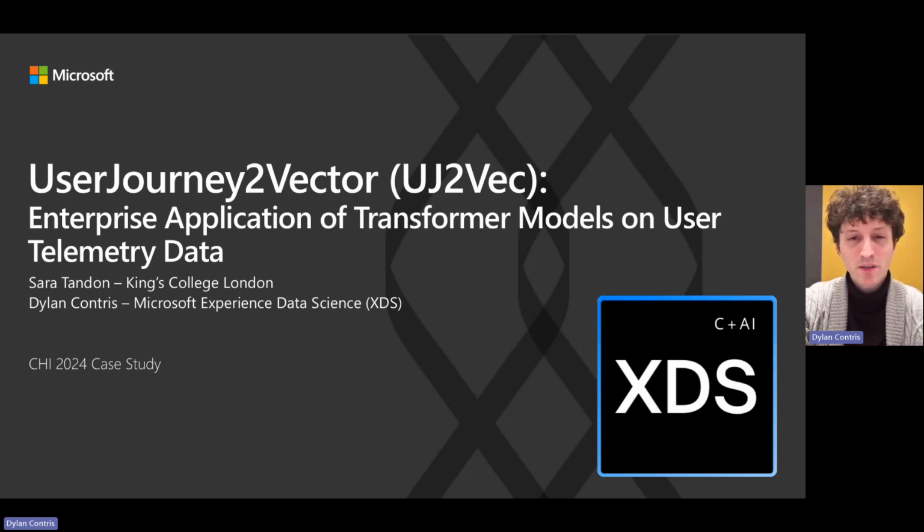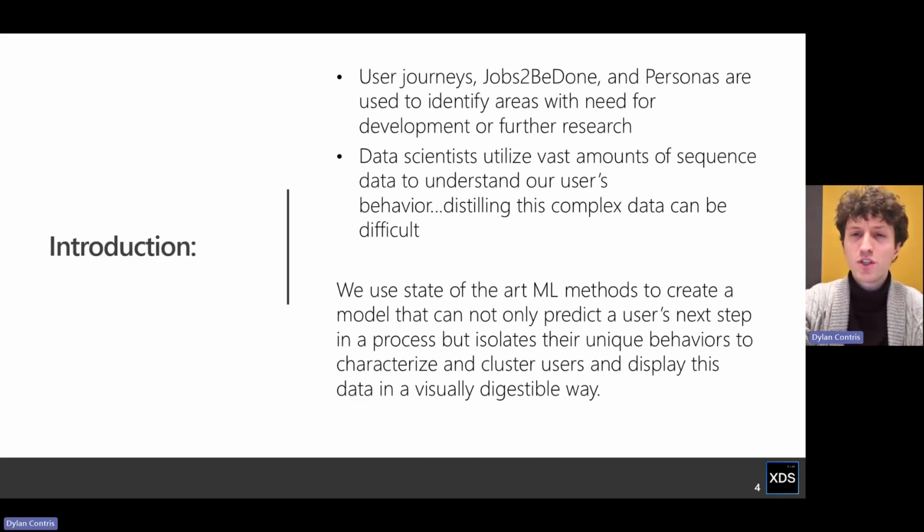User journeys, jobs to be done, and personas are often used in product design to understand user processes and experiences in an application to identify areas with need for development or further research. As data scientists, we utilize vast amounts of telemetry data to understand our users' behavior and intentions in an application. However, distilling this complex data can be difficult.